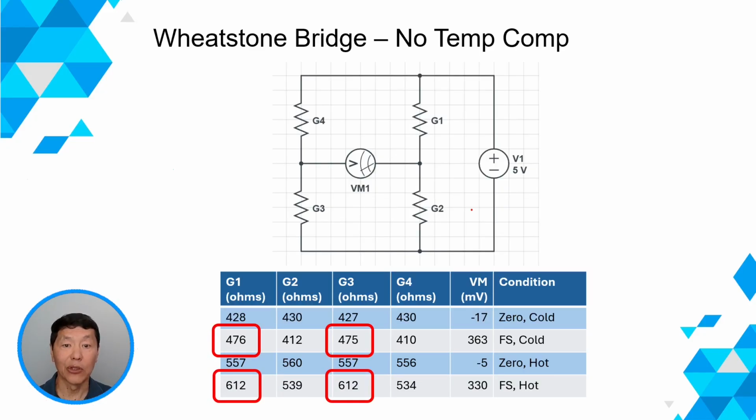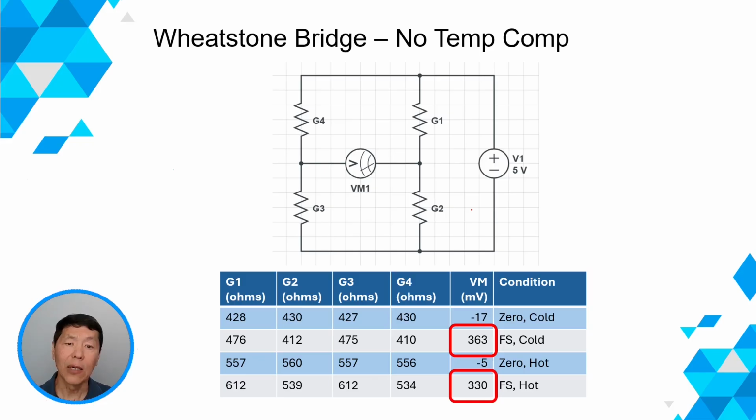At full-scale pressure for both temperatures, we can see that G1 and G3 go into tension because their resistances are increasing, and that G2 and G4 go into compression because their resistances are decreasing. When we calculate the bridge output for a 5-volt excitation, we can see that the full-scale output is quite high at over 300 millivolts, which is quite good.